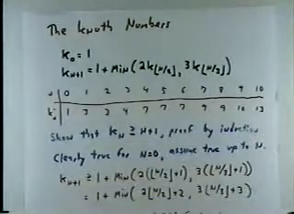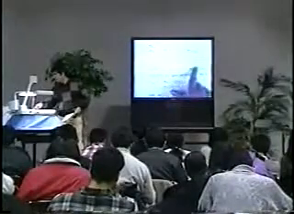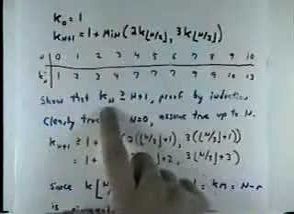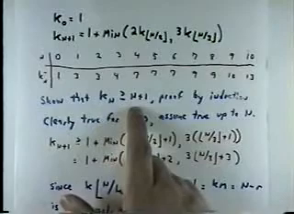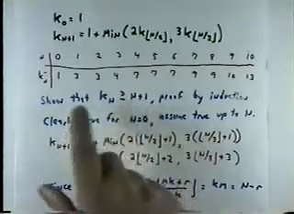Well, what I propose that we do is, since getting a closed form for these seems tricky, let's prove a bound on it. I claim that the nth Knuth number is always greater than or equal to n plus 1. Why do I believe it?